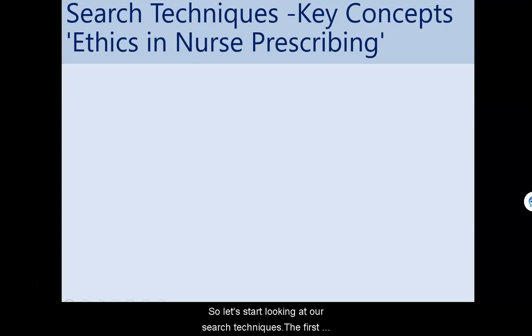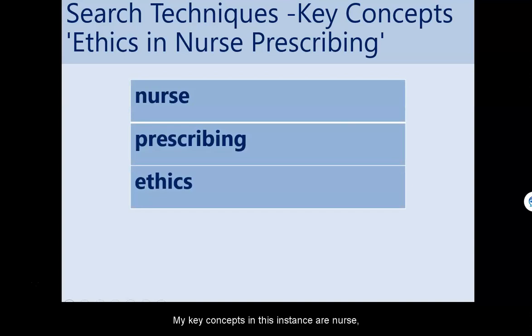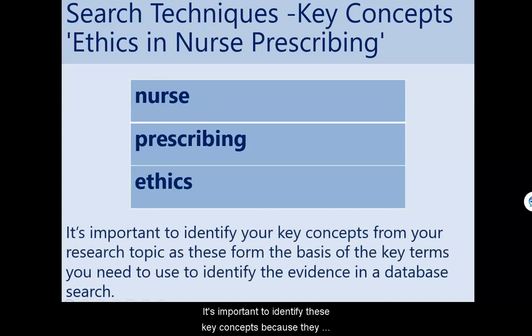So let's start looking at our search techniques. The first thing to do is to identify our key concepts from our research question. So I have a hypothetical research question here, ethics in nurse prescribing. I'm going to pick out my key concepts to be able to start identifying my search strategy to use in the database. My key concepts in this instance are nurse, prescribing, and ethics. It's important to identify these key concepts because they'll then form the basis of the key terms you need to identify the evidence in your database searches. It's no use putting your entire research topic into a database that won't find you good quality evidence.